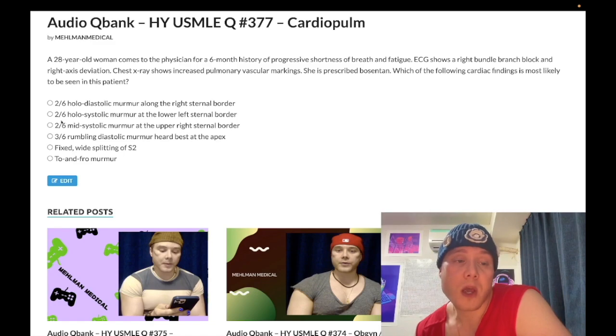Next answer choice, 2 on 6, holosystolic murmur at the lower left sternal border is our correct answer. This is tricuspid regurg. Now you say, what the heck? Like, what do you mean tricuspid regurg? How does that relate to pulmonary hypertension? I know, very weird. I agree with you. But it's very important you know that the highest yield cause of tricuspid regurg on USMLE is pulmonary hypertension / cor pulmonale.